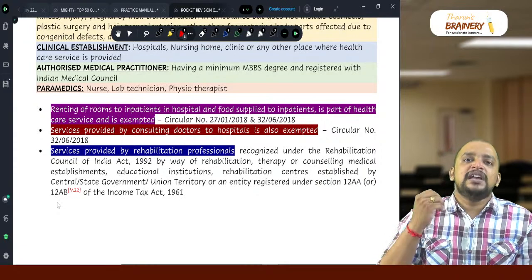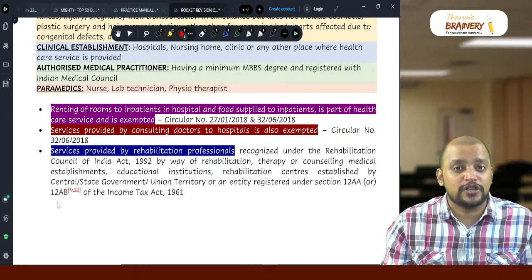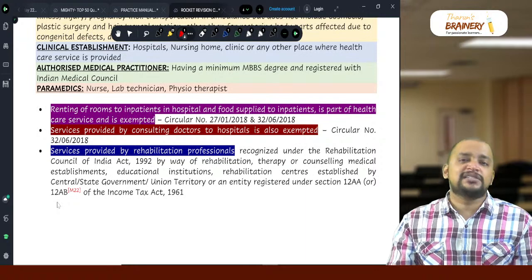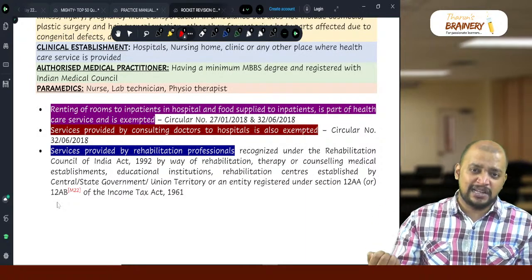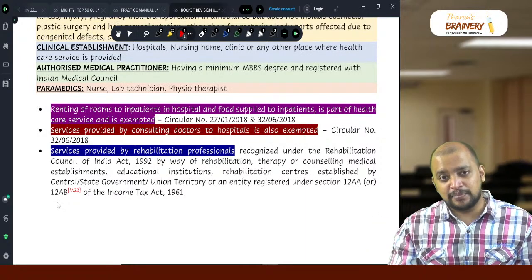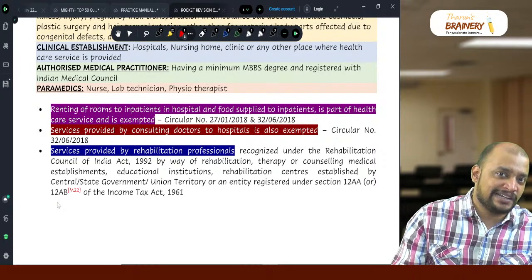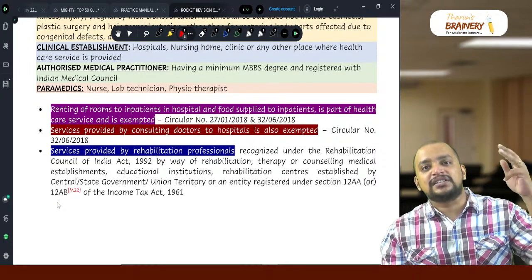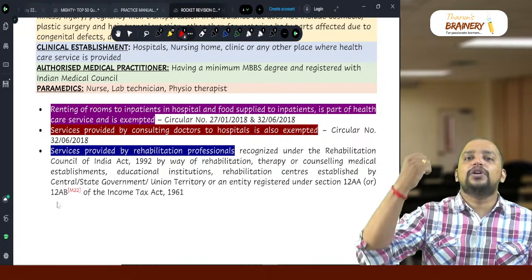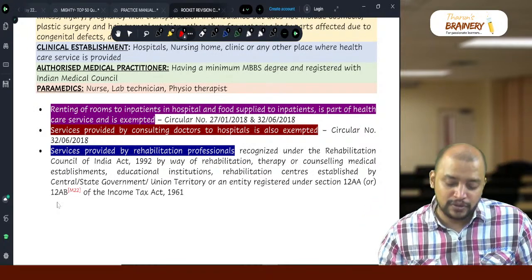For example, an outpatient paid 500 rupees to the hospital. So out of that 500 rupees, 200 rupees retained by the hospital and 300 rupees shared with the consulting doctor. That 300 rupees shared with the consulting doctor is also exempted. The 200 rupees retained by the hospital is also exempted.